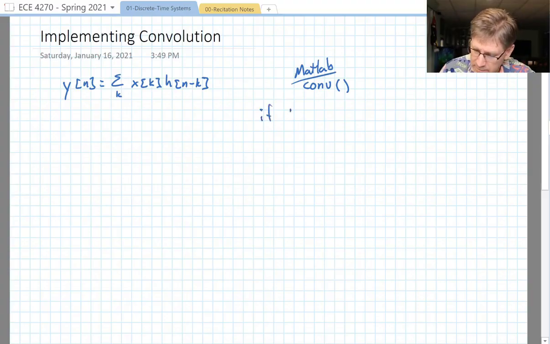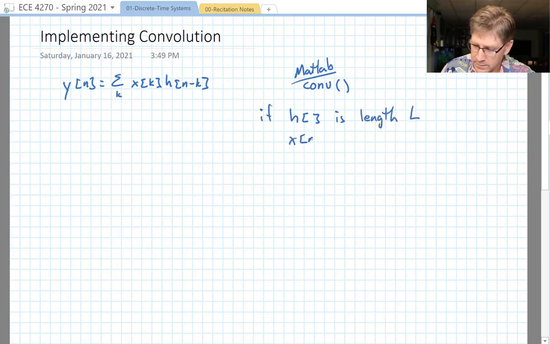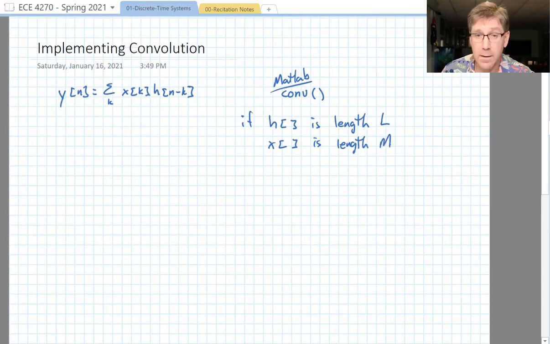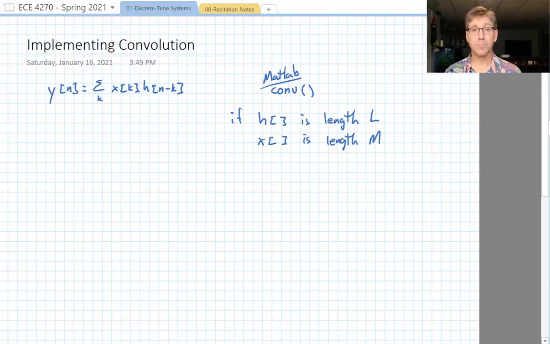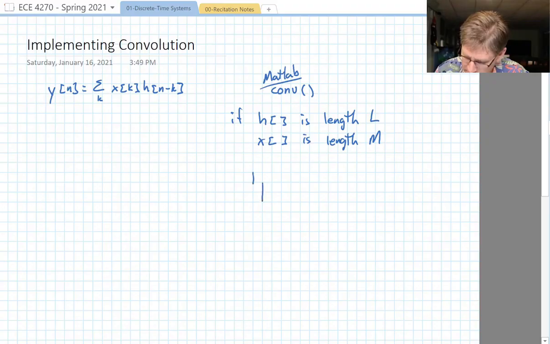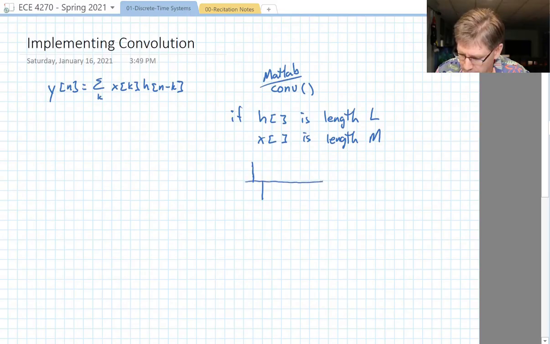So if h is of length L and x is length M, then how long will the output be? First off, we can remember that for every value of x, we are adding the whole version of h, the whole length of h.